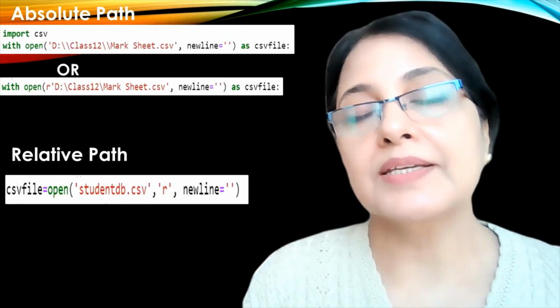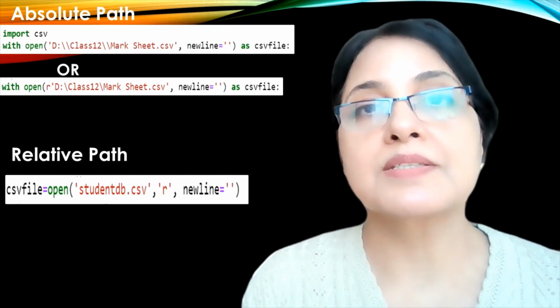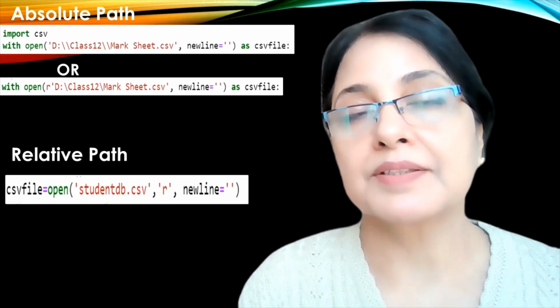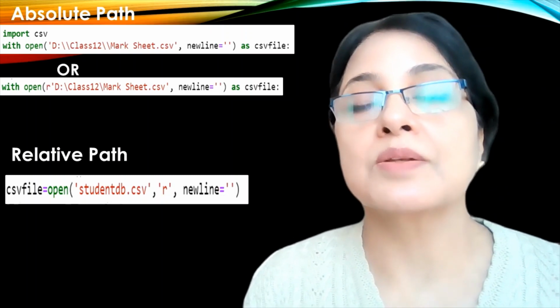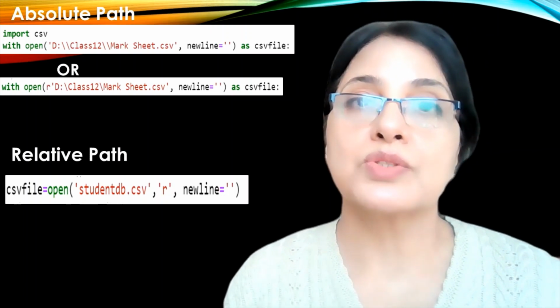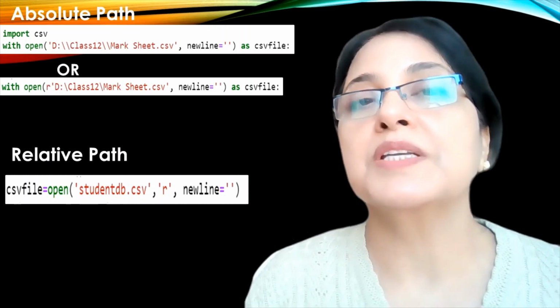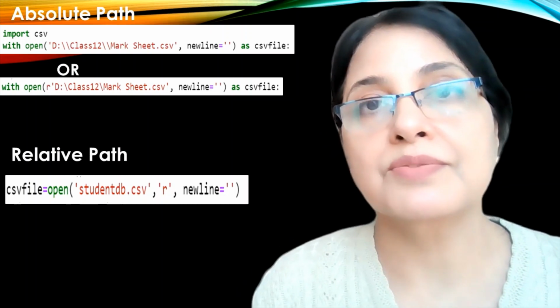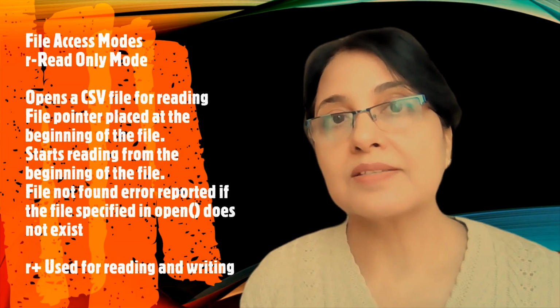Just like binary and text files, we can use absolute or relative paths to open a CSV file in Python. In case the file is stored in the same folder as the one in which we are writing our Python script, then we need to use the relative path. Otherwise, we'll give the absolute path, which means we need to give the name of the drive, the folder, and the subfolder. We'll now look at access modes.